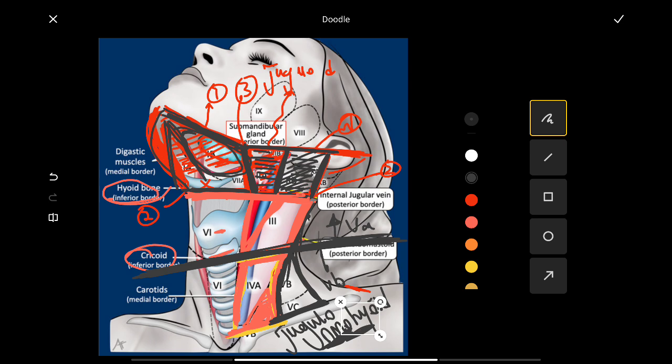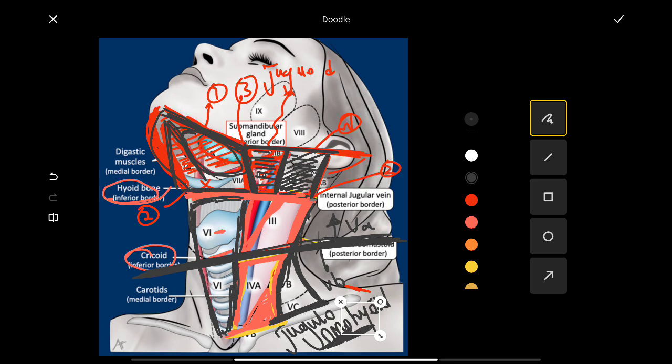Level 6 is the central nodes, right? These are called central anterior compartment nodes. These contain your pretracheal, prelaryngeal, or precricoid Delphian nodes, right? And paratracheal nodes down below. So this is the central compartment of the neck. It's level 6. It is that compartment that when you have a patient with thyroid cancer, if there are nodes involved, we usually do level 6 dissection, because this contains the nodes that are in the immediate vicinity of the thyroid gland, perithyroidal nodes that drain the thyroid gland.